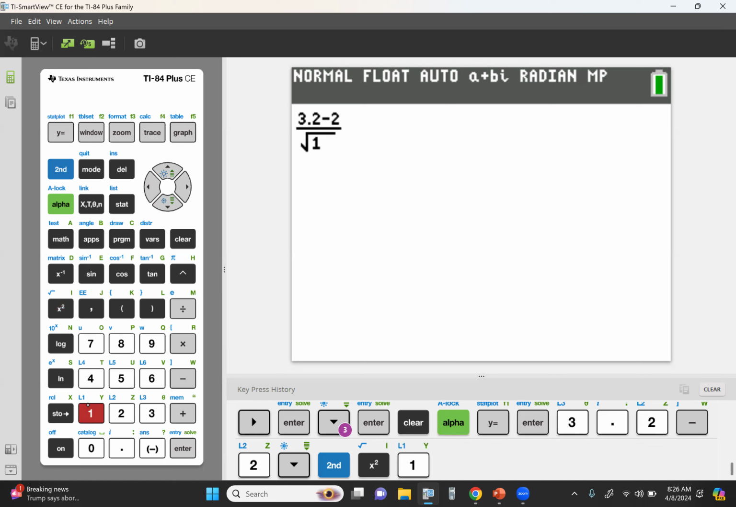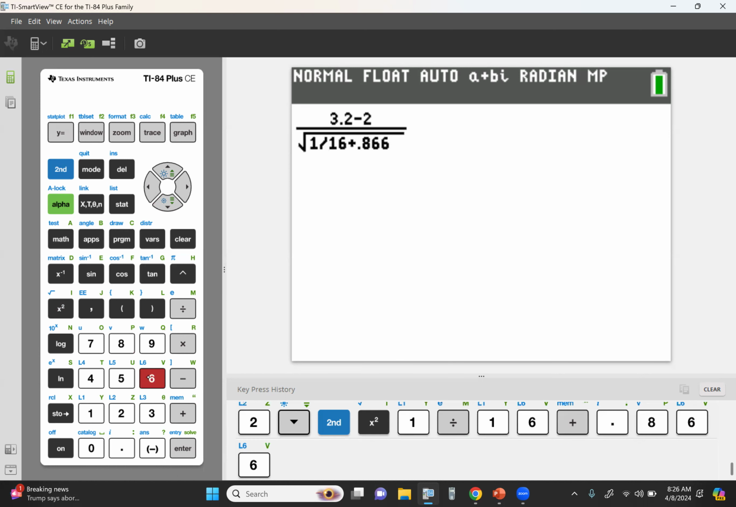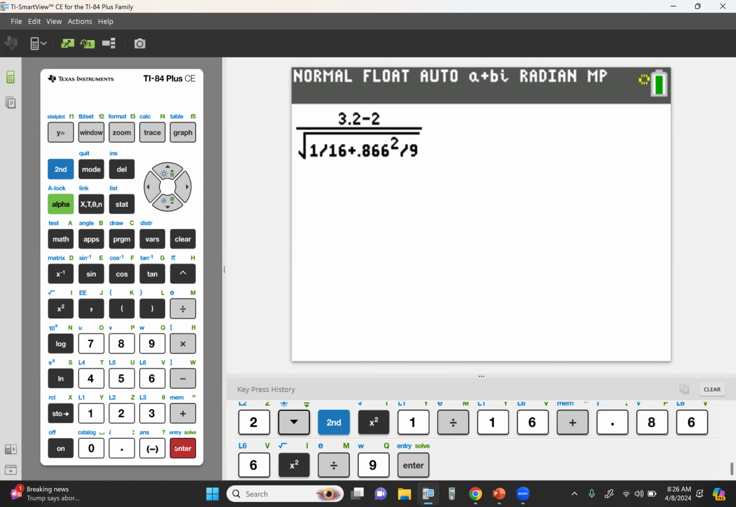1 squared, I happen to know, is 1, so I'm just going to take 1 divided by 16. And then what am I doing? Am I adding 0.866 squared divided by, what are we dividing by? 9. And I get 3.1424. So my t-score is 3.1424.